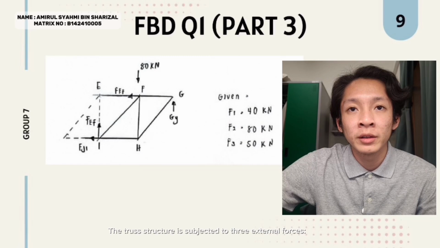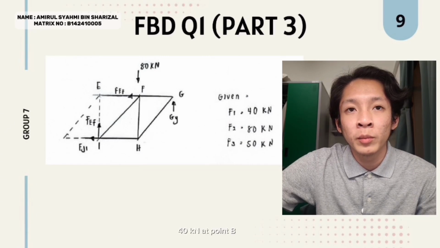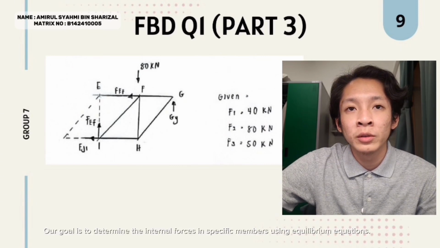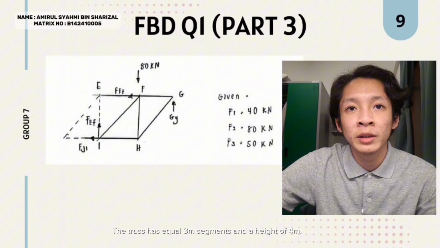We will briefly go through the given problem, the solution method, and the final result. The truss structure is subjected to 3 external forces: 40 kN at point B, 80 kN at point C, 50 kN at point F. Our goal is to determine the internal forces in the specific members using equilibrium equations. The truss has equal 3 meter segments and a height of 4 meters.